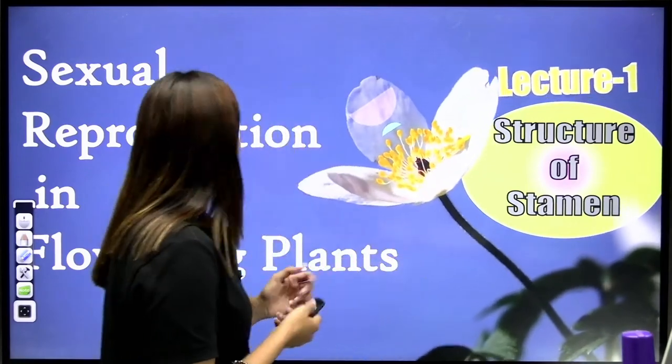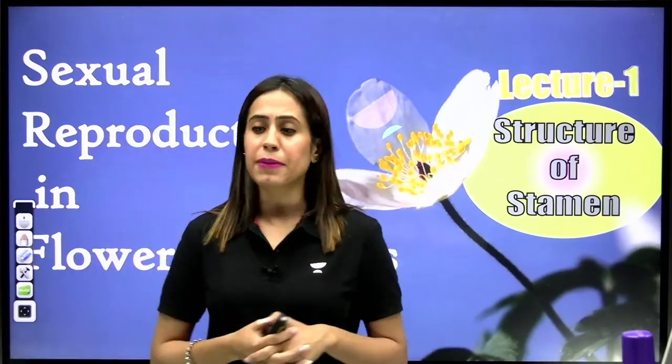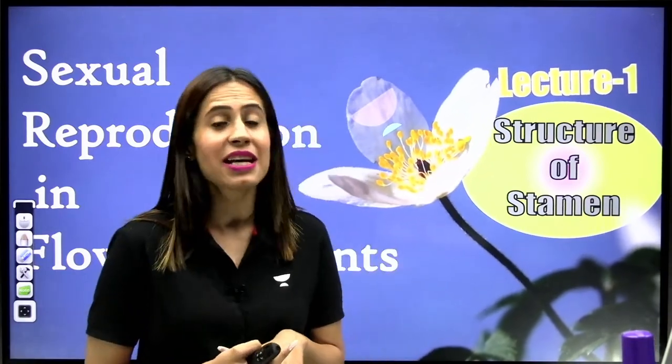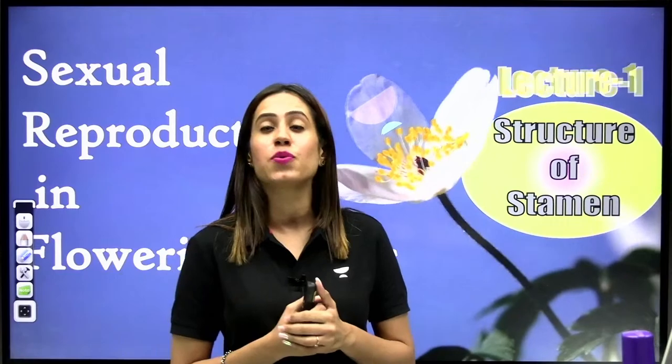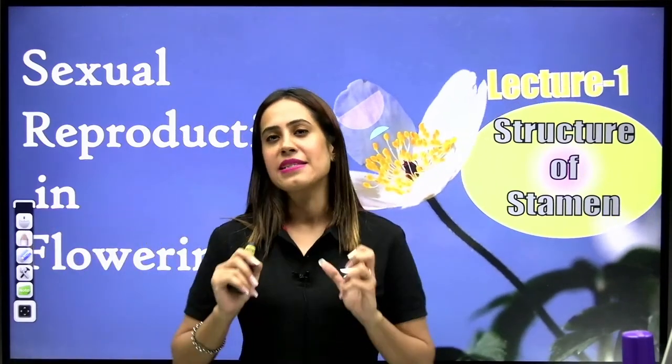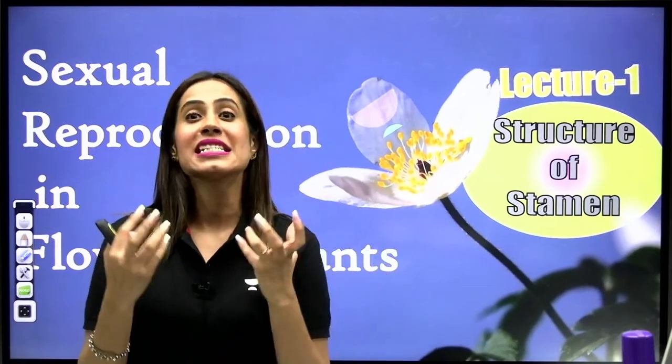Okay, alright, so today we are starting with the chapter Sexual Reproduction in Flowering Plants, right? Sexual reproduction in angiosperms. Angion means covered and sperma means seed.